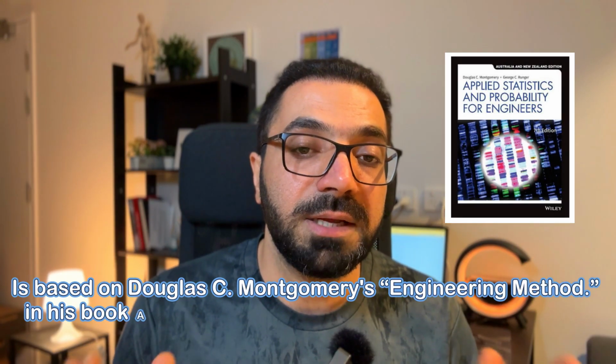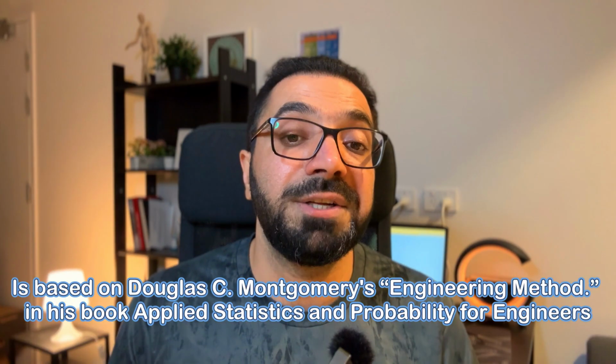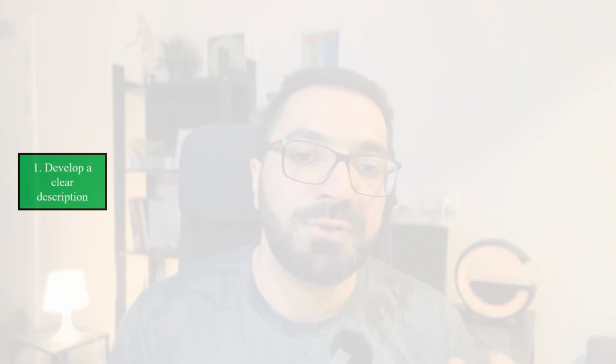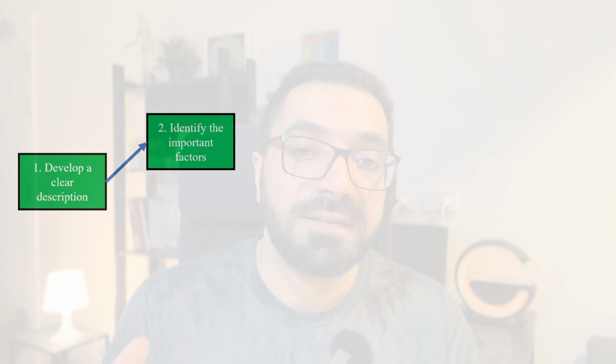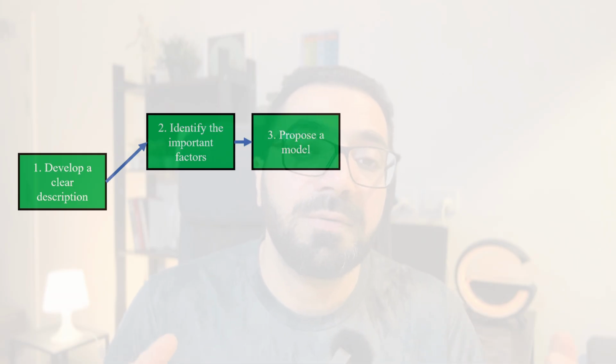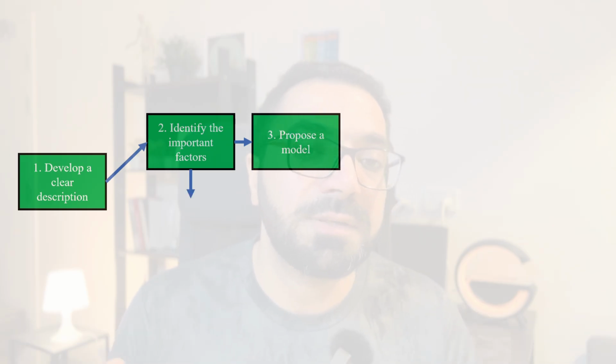So the original method that I'm referring to is based on Douglas C. Montgomery's engineering method in his book Applied Statistics and Probability for Engineers. Here's a quick summary of his 8-step approach. 1. Develop a clear and concise description of the problem. 2. Identify important factors that affect this problem or that may play a role in its solution. 3. Propose a model for the problem using scientific or engineering knowledge. State any limitations or assumptions of the model.